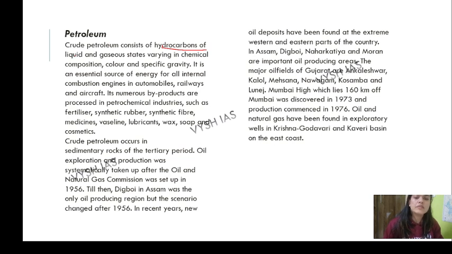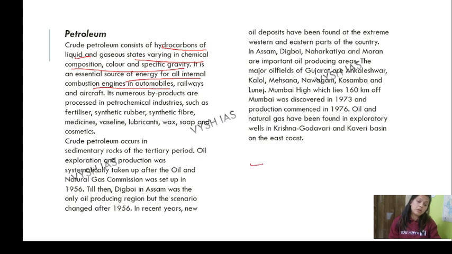So crude oil consists of hydrocarbons of liquid and gaseous states varying in chemical composition, color and specific gravity. It is an essential source of energy for all internal combustions. You know this thing, petroleum is required everywhere, even in cosmetics, aircrafts, railways, industry, synthetic rubber, synthetic fiber, medicines, vaselines, lubricants, wax, soaps and cosmetics. Almost everywhere. Okay, where does the crude petroleum occur?